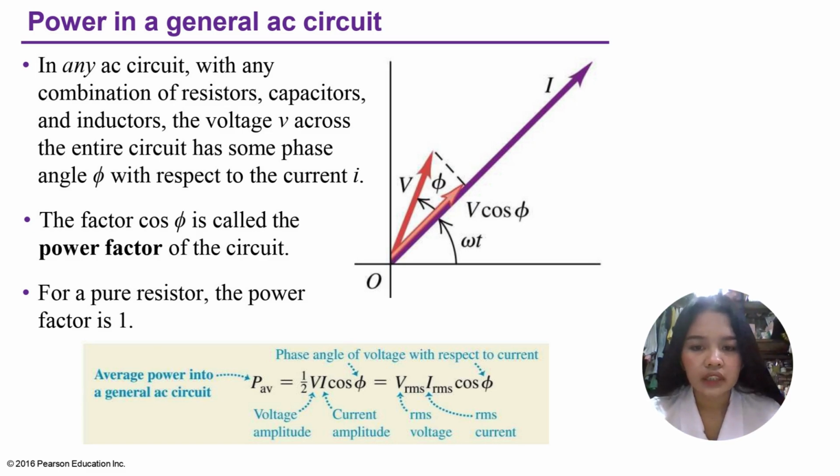Here is the equation for the average power in a general AC circuit: P sub av is equal to one half V I cos phi, where V represents the voltage amplitude, I is the current amplitude, and phi is the phase angle of the voltage with respect to the current. This is equal to V sub RMS times I sub RMS times cos phi.